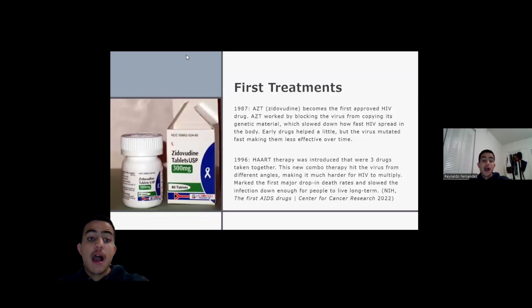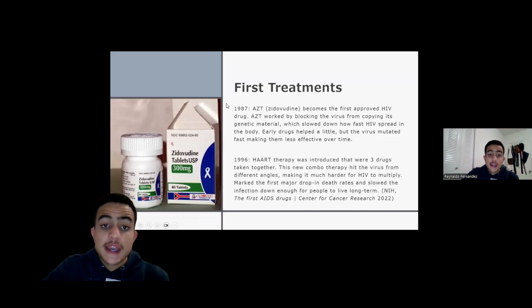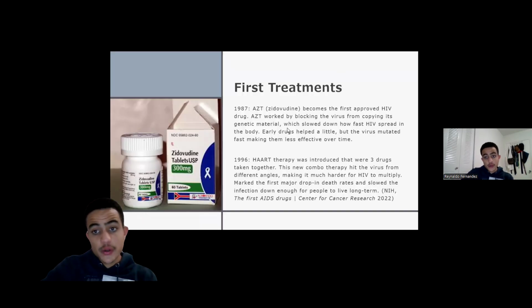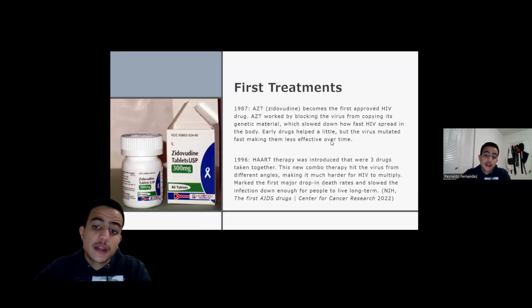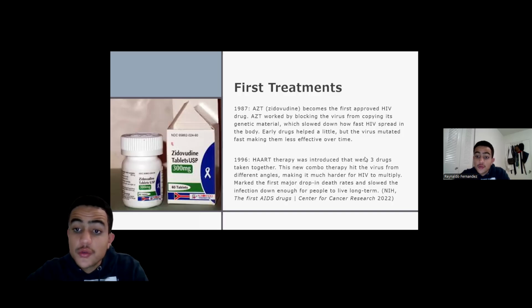Okay, so now we're going to talk more about the first treatments that occurred. In 1987, AZT, or zidovudine, becomes the first approved HIV drug. AZT worked by blocking the virus from copying its genetic material, which slowed down how fast HIV spread in the body. These types of drugs helped a little bit, but the virus mutated fast and they weren't as effective over time. So we had to wait almost 10 years, until 1996, when HAART therapy was introduced, which was three drugs taken together.